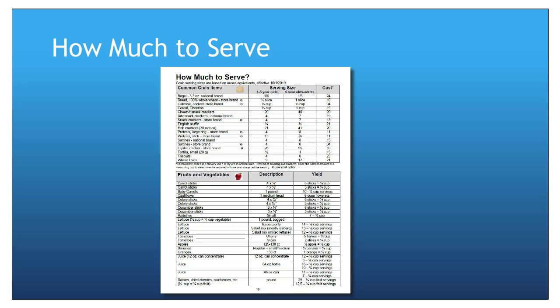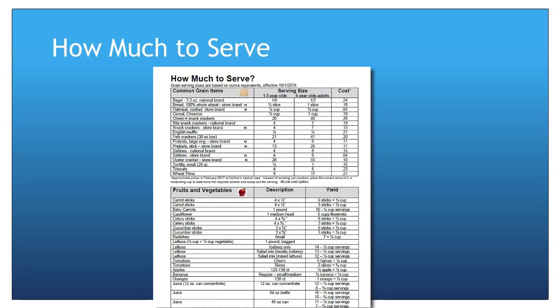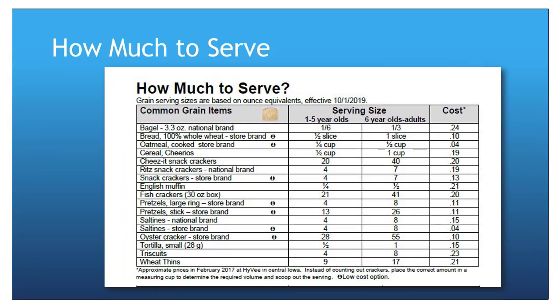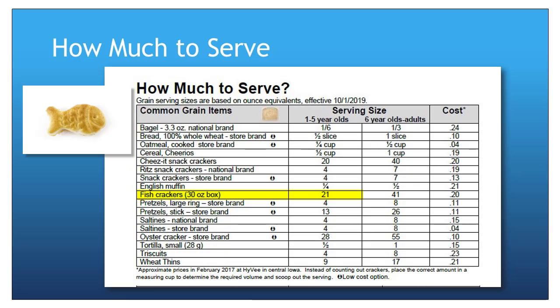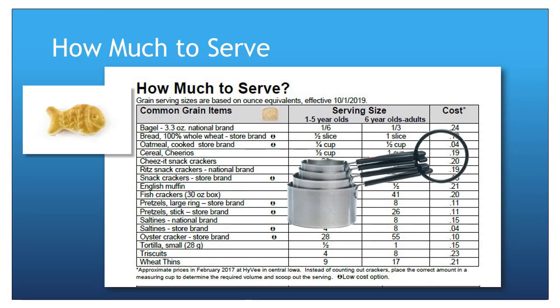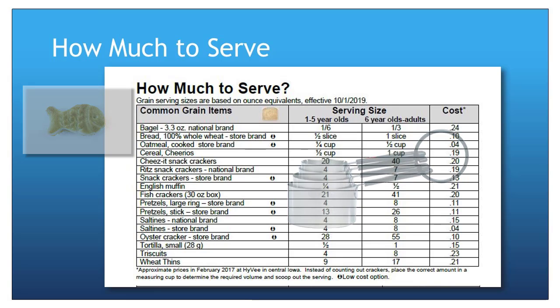A reference chart that lists the amount to serve for common grain items is available in the CACFP manual. This chart should be shared with teachers and posted in the classroom. Some items are listed in number of pieces. The 1 to 5-year-old serving size for fish crackers is shown here as 21. Instead of counting out 21 crackers for each participant, place the correct amount in a measuring cup to determine the required volume. Record the volume measurement and reference it for the serving size.